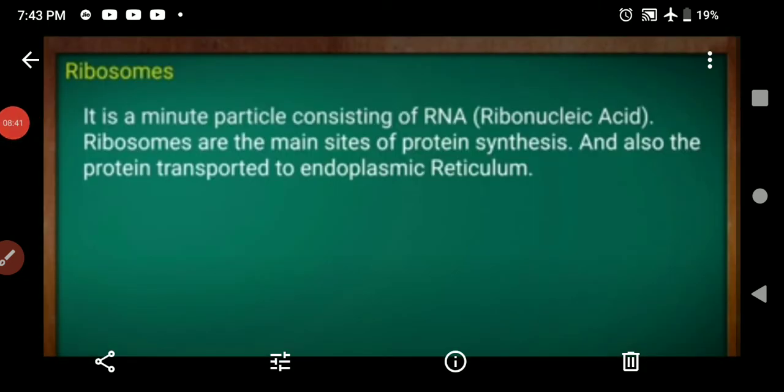Ribosomes are attached with the endoplasmic reticulum. It manufactures the protein, and it is a minute particle consisting of RNA, ribonucleic acid. Now all of you got it, what is the function of the ribosomes? It manufactures the protein.